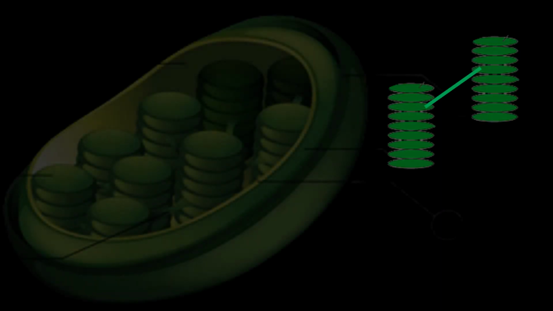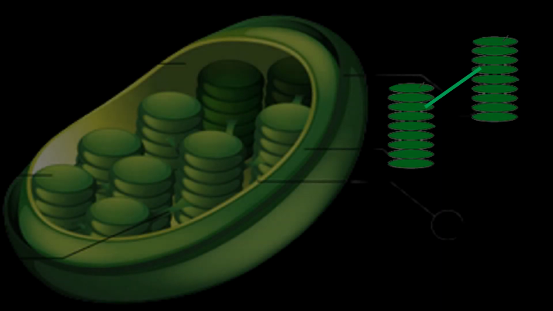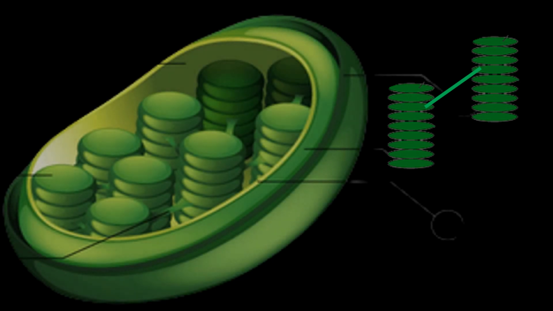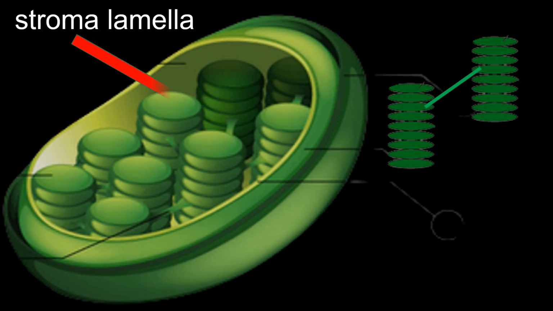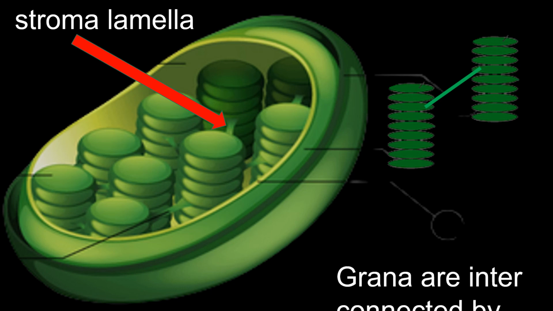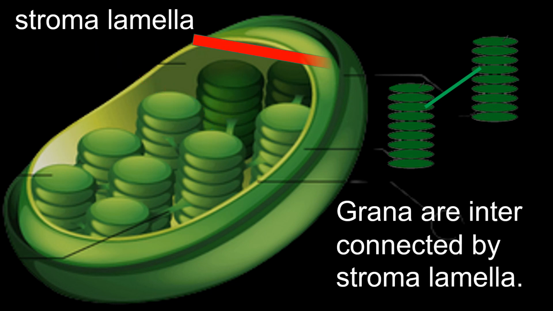Here there are two grana outside the chloroplast. These grana are connected by stroma lamella. What is the role of stroma lamella? Grana are interconnected by stroma lamella.